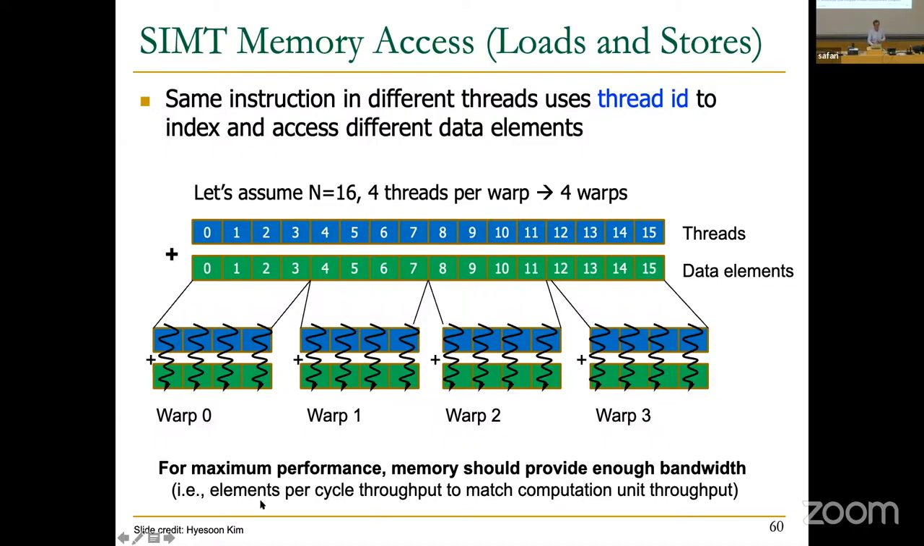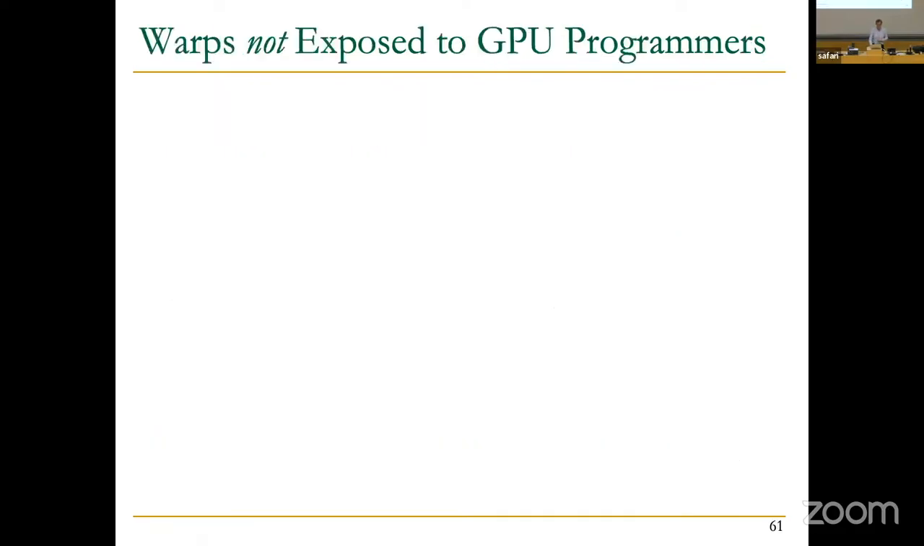In other words, the elements per cycle throughput of your memory should match the computation unit throughput. If you have, I don't know, 32,000 add units or 32,000 load units in your GPU, what fraction of them can you actually supply data with? It's good to think about that. This is why the memory system is a huge bottleneck in these processors, because your computation bandwidth is huge. You can actually do a lot, but can you actually supply the data to those computation units becomes a problem. That's why we're going to dedicate the remaining 6 lectures to the memory system.